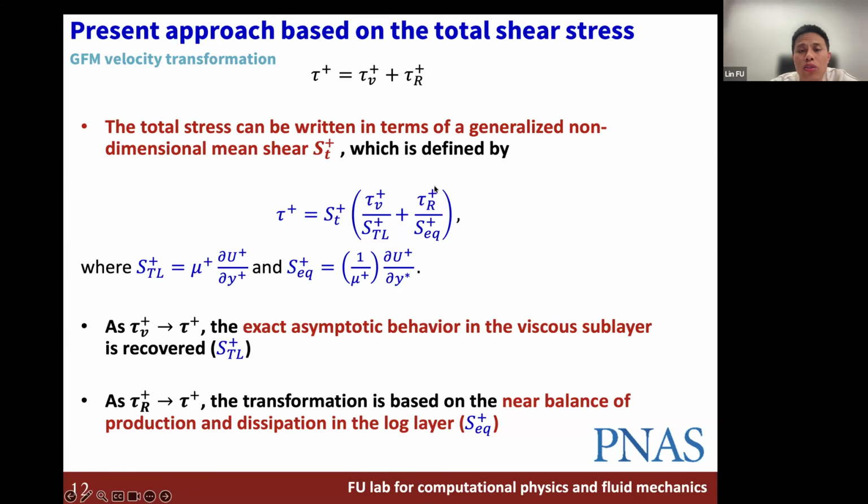Okay, this new transformation, you can say, is a composite or hybrid transformation. If you analyze it, you find that in the near-wall regime, the mean shear will dominate the total shear stress, and the transformation will recover the Trettel-Larsson transformation, which we thought reasonable in the near-wall regime. But if you go to the log regime, the transformation will recover the near balance of production and dissipation, and we get our Pirozzoli equilibrium-based transformation. So it's essentially a composite transformation with different scaling in different regimes.